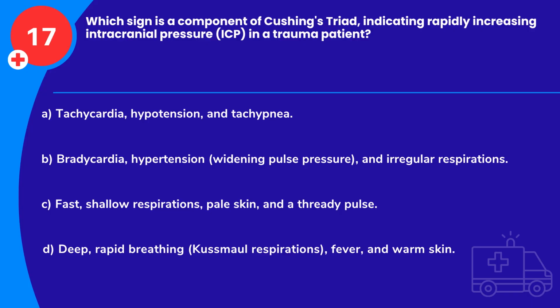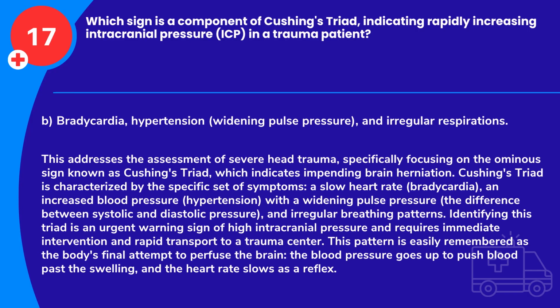trauma patient? A. Tachycardia, hypotension, and tachypnea. B. Bradycardia, hypertension, widening pulse pressure, and irregular respirations. C. Fast, shallow respirations, pale skin, and a thready pulse. D. Deep, rapid breathing, small respirations, fever, and warm skin. Answer: B. Bradycardia, hypertension, widening pulse pressure, and irregular respirations.